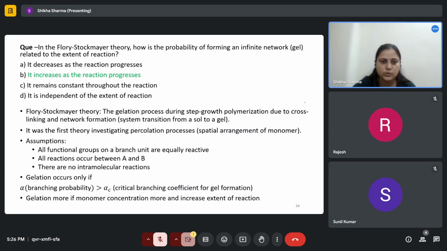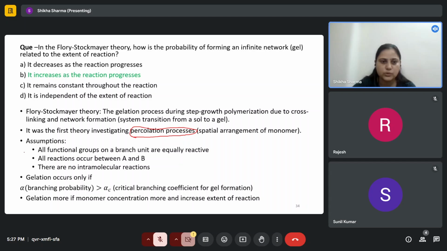So let's discuss what is Flory-Stockmayer theory, just to briefly discuss about it. In that, Stockmayer discussed the gelation process during step growth polymerization due to cross-linking, and it says that after that the network will form, and the system will transit from the sol to a gel. It was the first theory which investigated the percolation process, which is a special kind of arrangement of the monomers.